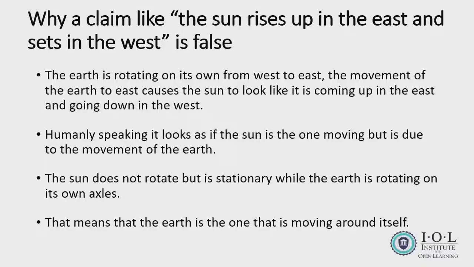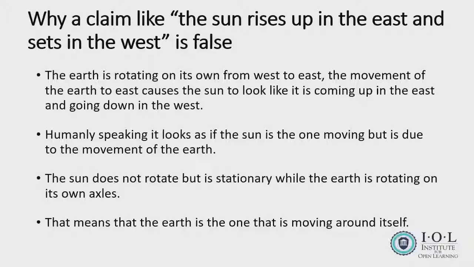So the earth is the one that is moving around itself, but the sun itself does not move at all. The sun is stationary. It's just where it is. The rotation of the earth on its axis makes the sun look like it moves, rising from the east and going down in the west. But it's actually the earth that moves. You need to understand that very carefully.